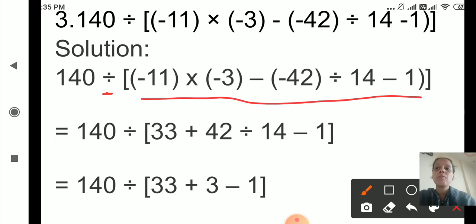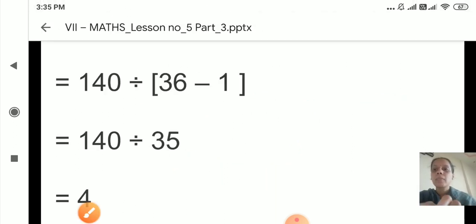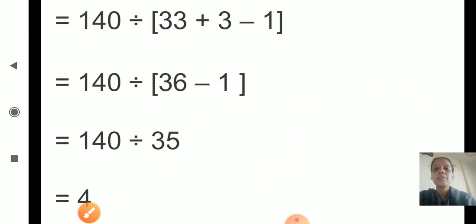So in the first step we solved minus 11 multiplied by minus 3, then this minus minus becomes plus. Okay, now next what we did, 42 divided by 14, that is 3 here. Now after this step, 33 plus 3, that is 36. 36 minus 1 is 35. So what is the answer here in the bracket, that is 35. So 140 divided by 35 is 4. Okay, so 4 is the final answer.